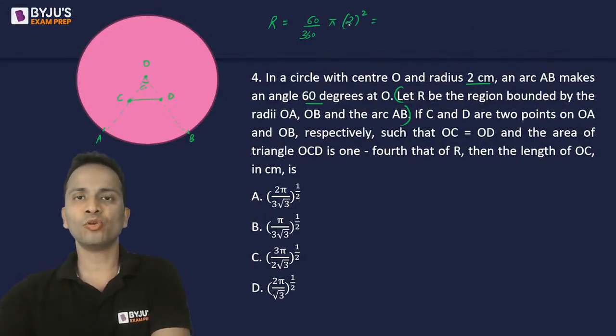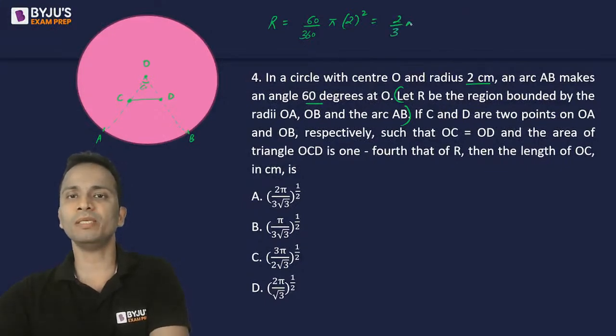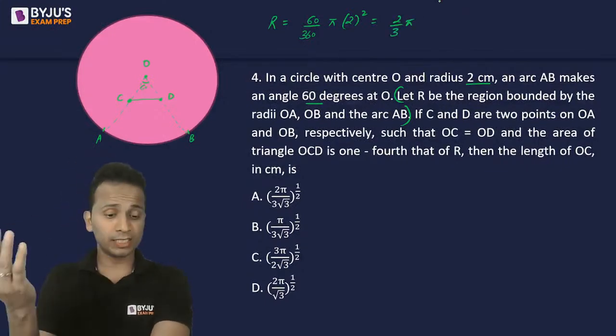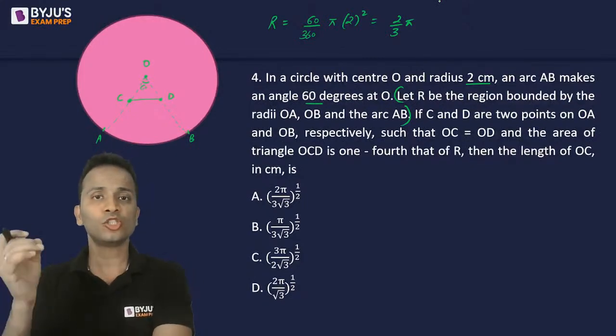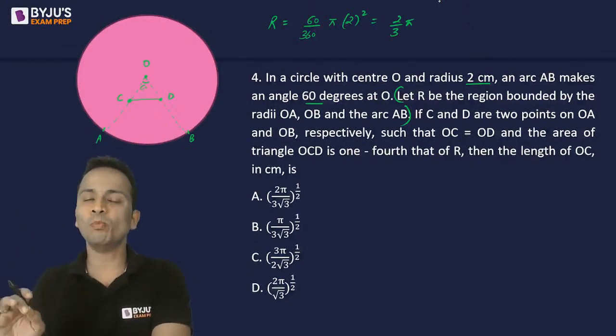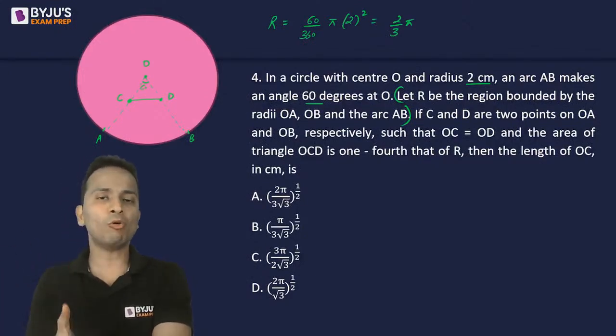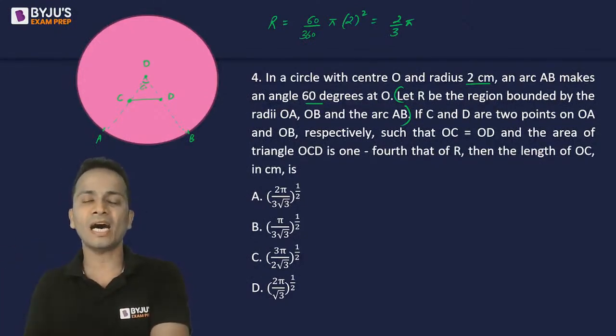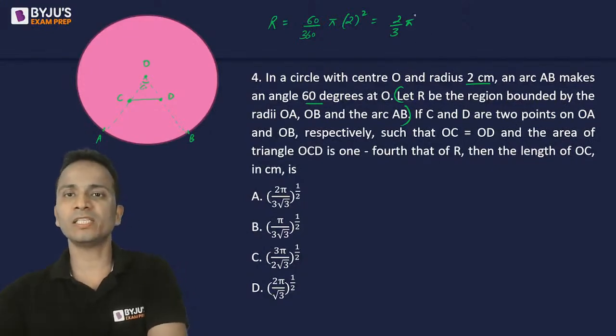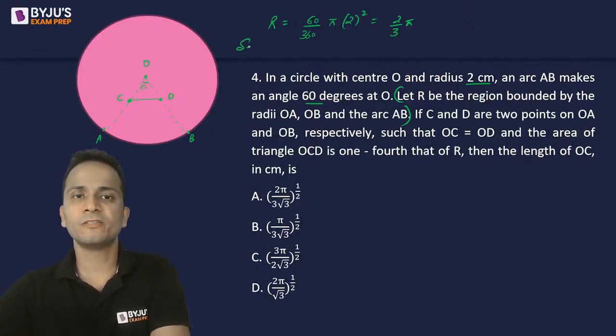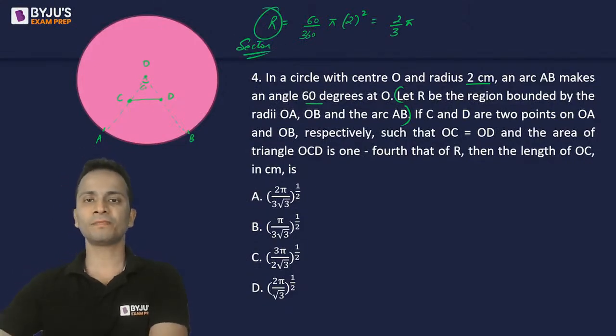Okay. So this is 4 upon 6, that is 2 upon 3 pi. Please tell me if I'm right or not. So R is equal to 2 by 3 pi. R is basically the area of the region bounded by OA, OB and arc AB. So basically this is the area of the sector. All right, the area of the sector, right?